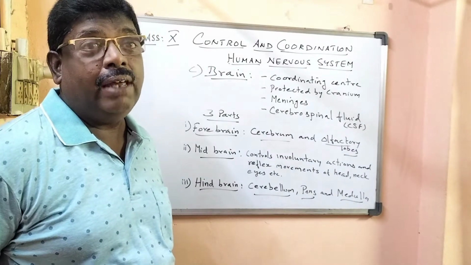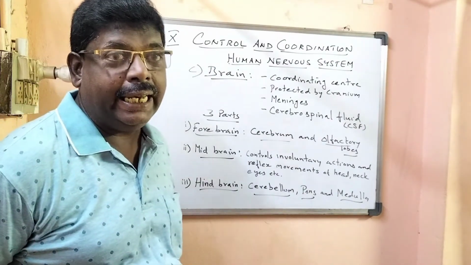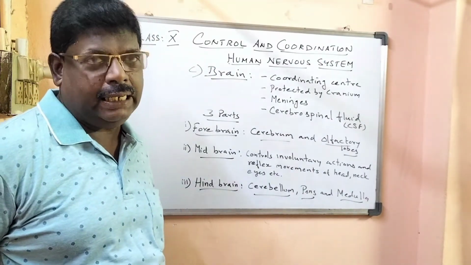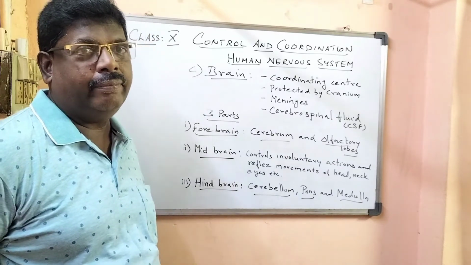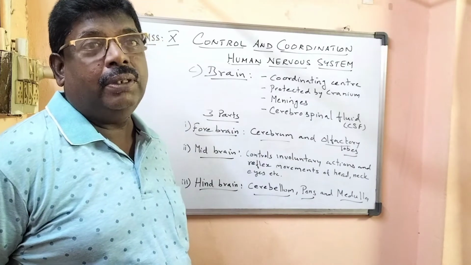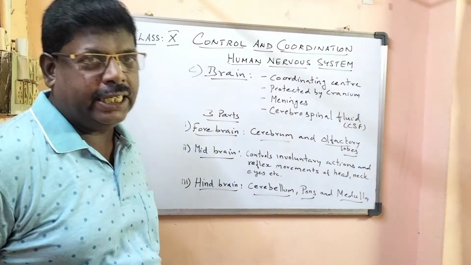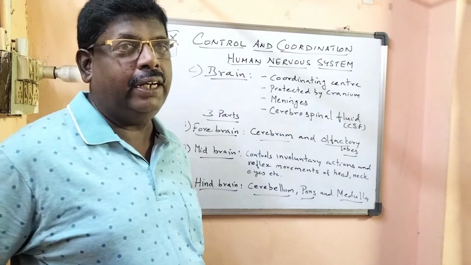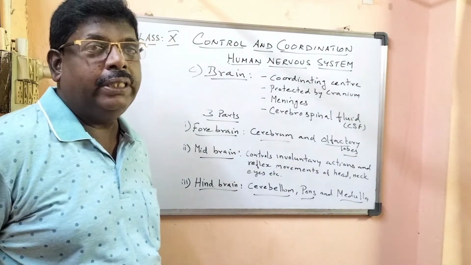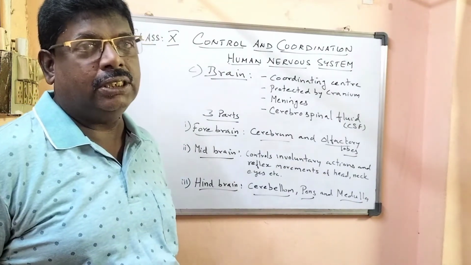The brain is well protected inside the cranium. Cranium is nothing but the skull. The average weight of the brain is 1.36 kg, so all of us have a uniform brain weight. 1.36 kg is the brain weight.